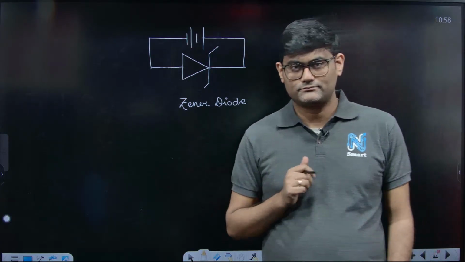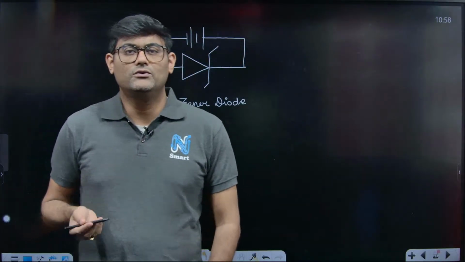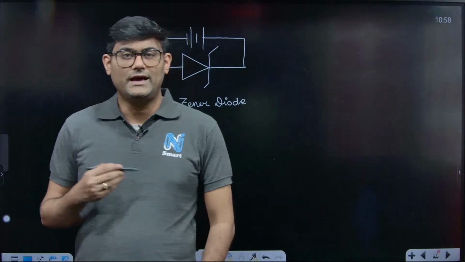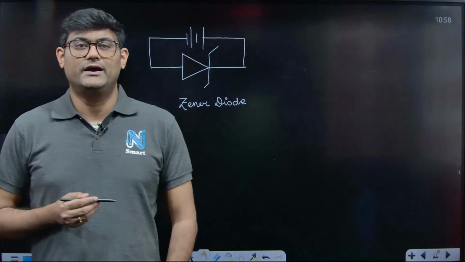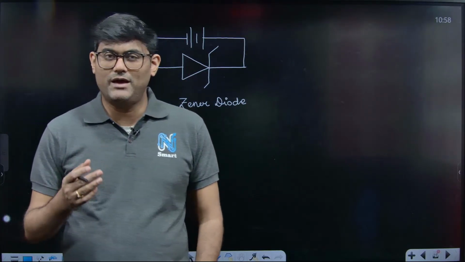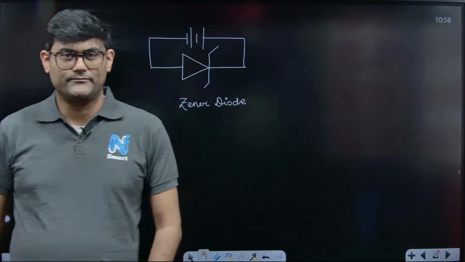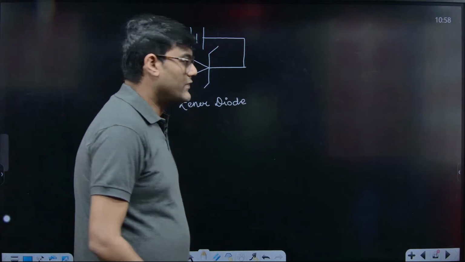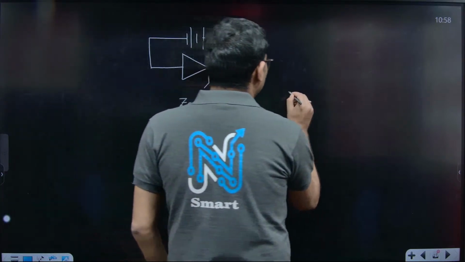Now a very important phenomenon of a Zener diode is that it always maintains a constant potential difference across it. What do I mean by that? Even if you apply a very high current in the Zener diode, it will still maintain the same amount of voltage across it. It can be seen from the IV characteristic of the Zener diode.